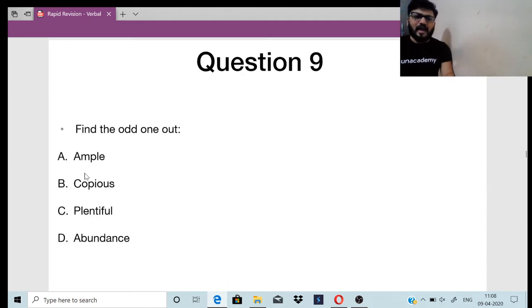Chalo, the next one. Ample, copious, plentiful, abundance. So which one is the odd one out here? Yes, all of you are right. Aman, Alivia, Aishwarya, Raji, Ishika, Supriya, every one of you is right in this.